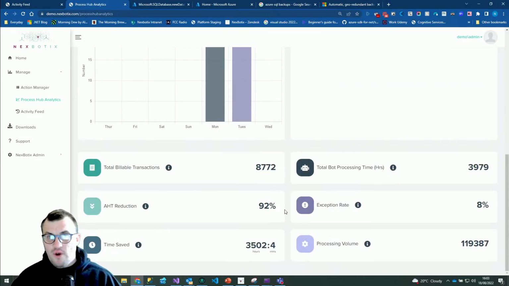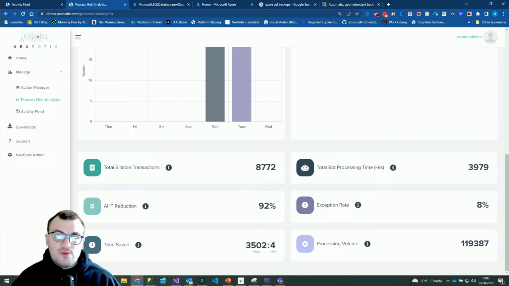There's also more in-depth information in the form of your average handling time reduction, which is a calculation of the average time the bot took to do something compared to your average manual handling time. Similarly, with the time saved, we'll also do a calculation of the bot's actual time to run against a manual estimation of your average handling time, which gives you the time saved in hours and minutes.